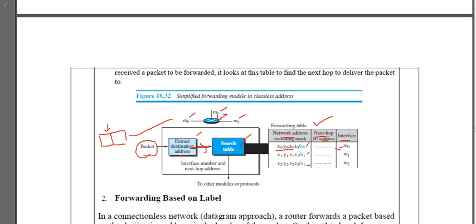So this search table will search the next hop IP address and forward that IP address toward that next hop. So that is the forwarding table. So this interface number and the next hop addresses will be there, so to the other modules or protocols. So like that, there is a simplified version of this forwarding module. Second type will be the forwarding based on label.